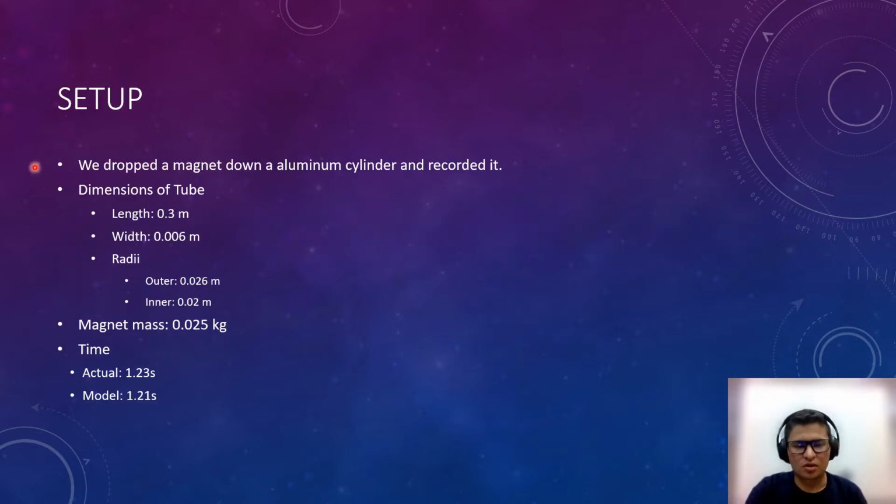So the setup was that we dropped the magnet down the aluminum cylinder and we recorded it using our cameras. We found the timings. The dimensions of the tube are that the length is 0.3 meters, or approximately 30 centimeters. The width is 0.006 meters. The outer radius is 0.026 meters and the inner radius is 0.02 meters. Our magnet mass is 0.025 kilograms, and here are the times, which are from the past slide.